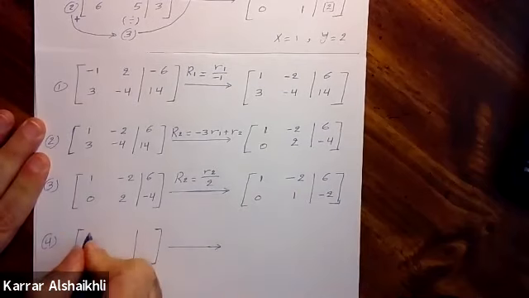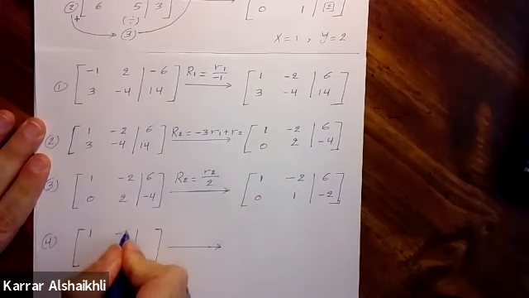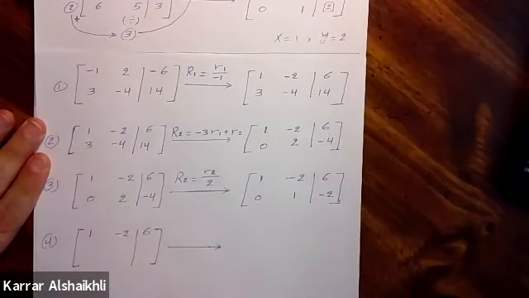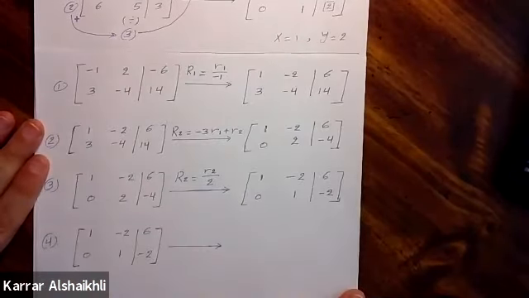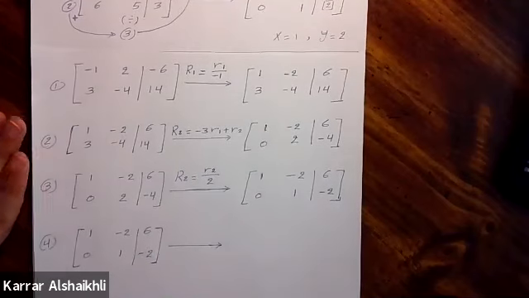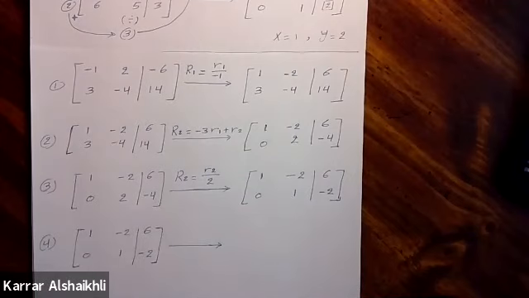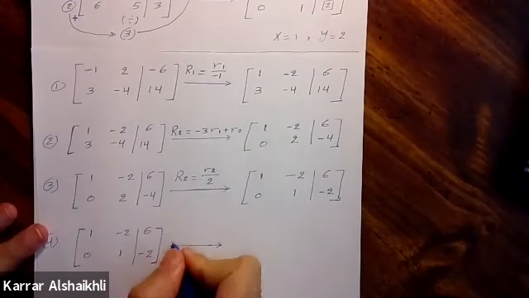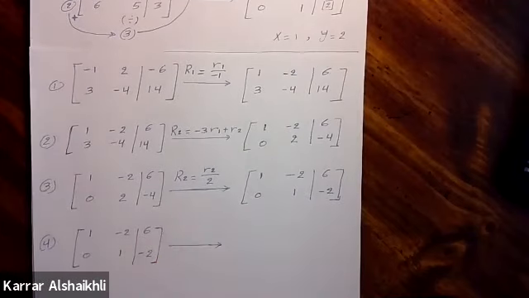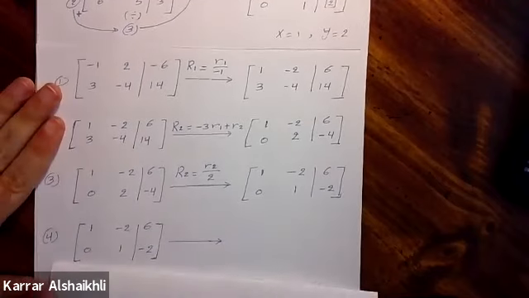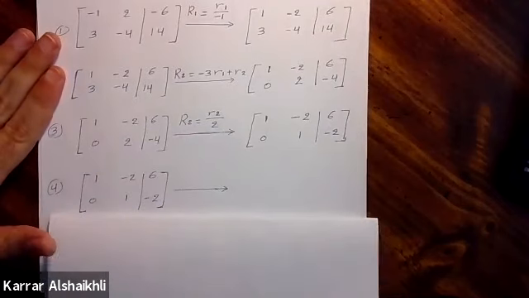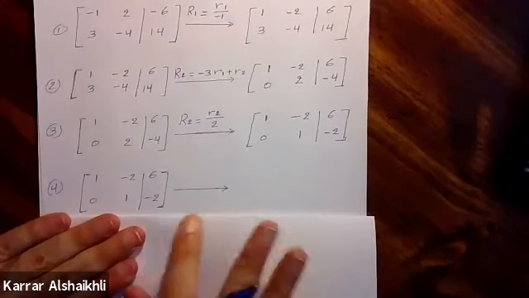The new matrix is 1, -2, 6, 0, 1, -2. Let's do the last step. Step 4 is add. Here is the rule, I'm going to write down the rule here. Step 4.